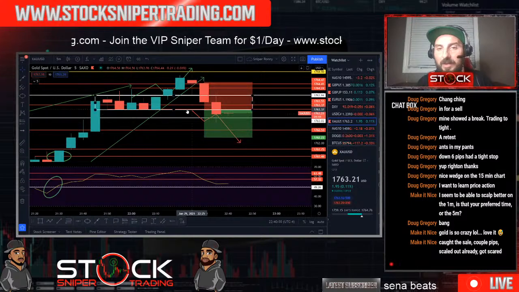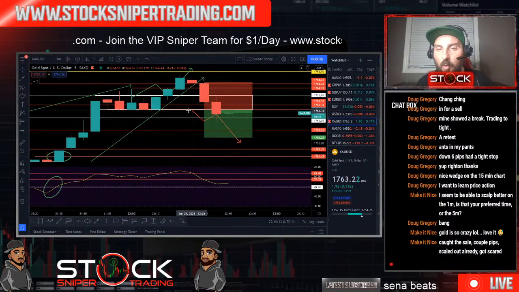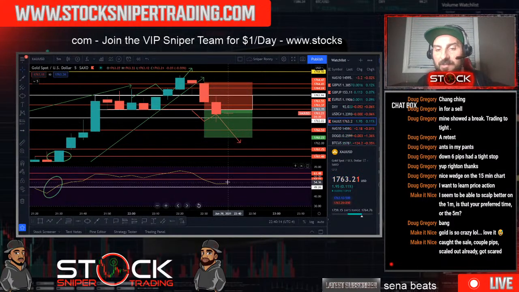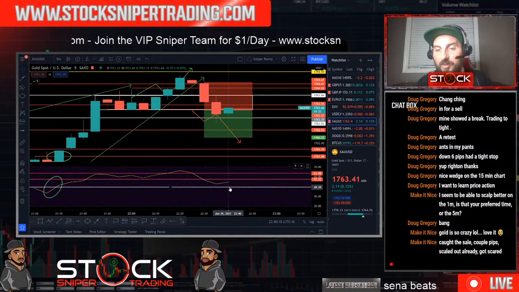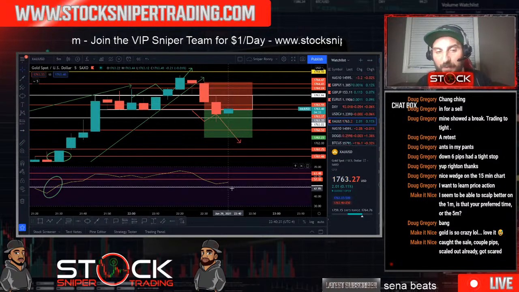Okay, so look at how the body closed. Body closed below hourly support. RSI is right here at 52.53. Remember, to be bearish, we're looking for a break below 50.